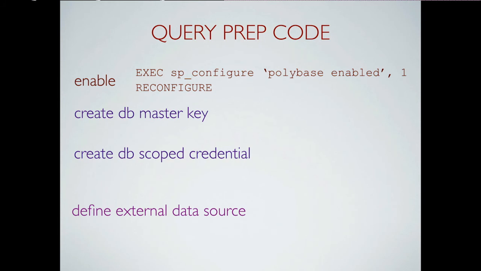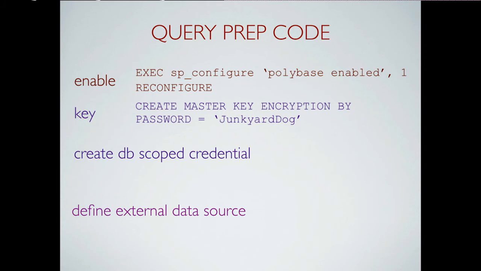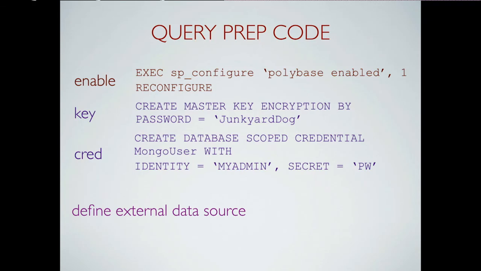So I create a master key, and this master key is what's going to be used to encrypt the credential. I create a master key, encryption by password, and this is once per database. The third step is to create the credential. I call mine Mongo user, and you give it an identity and a password. This identity and password is what's going to get passed to Mongo, so it's a username and a password that has to exist inside of Mongo.